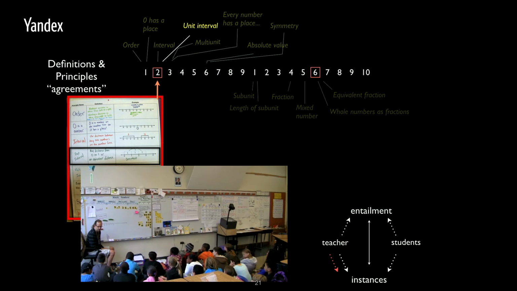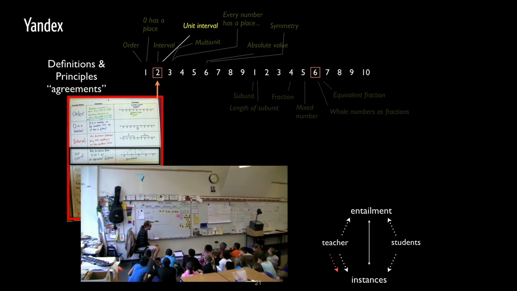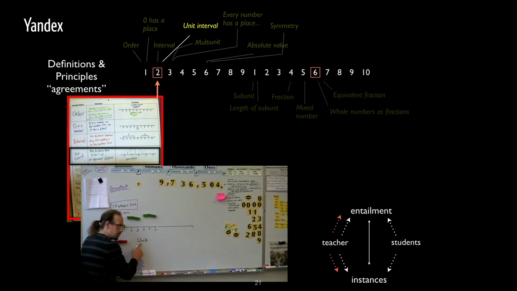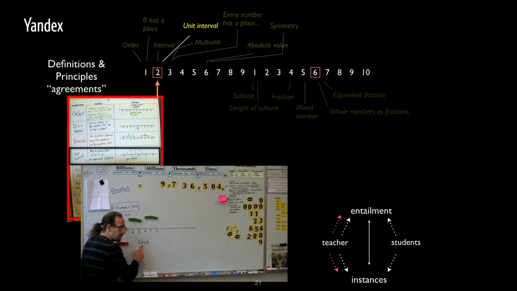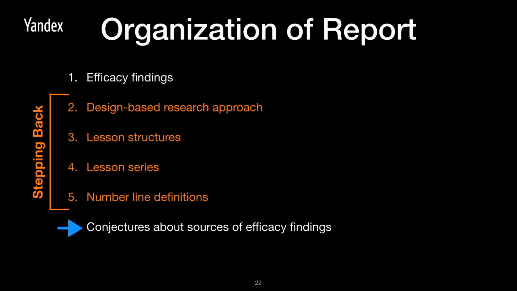How much is that interval? 1. There's a special name for that kind of interval. Unit. Say it. Unit. And it means a distance of 1. The same distance that's between 0 and 1. That's an interval of 1. We call that the unit interval. So that's a unit interval. I could just move on, just because I know I'm running late.